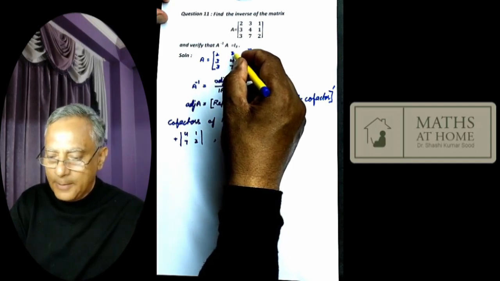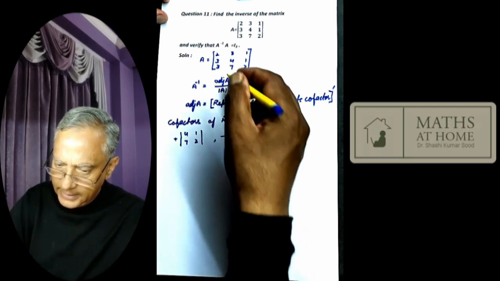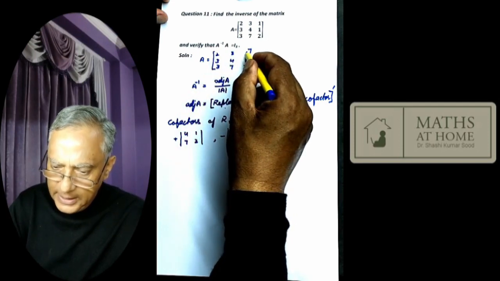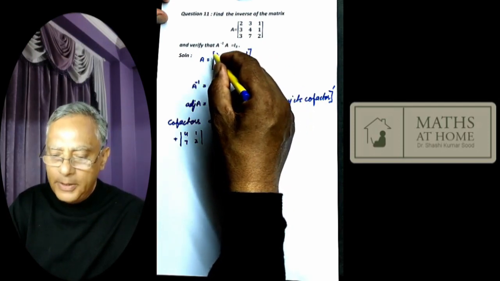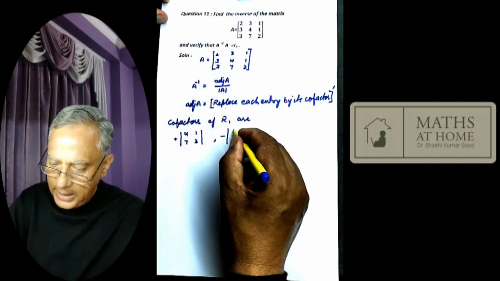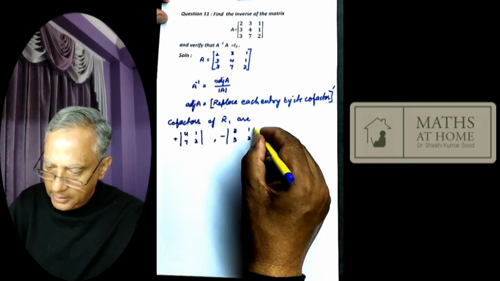1, 2. 1 plus 2 is 3, odd. So this will be negative, and we will delete this column and this row. Delete the row and column in which the entry occurs. This is the entry. Delete this and this. We are left with 3, 1, 3, 2.